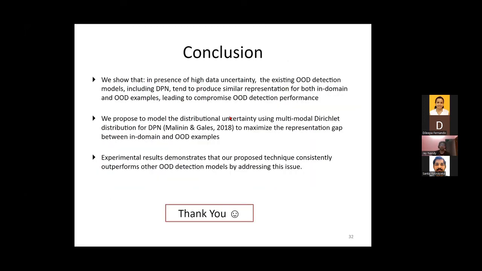So in conclusion, we identify the problem of the existing model, that existing models cannot distinguish the in-domain and OD example correctly. We address this problem by proposing a new framework where we introduce one regularizer, essentially one regularization, along with the standard neural network training, and it actually becomes a Bayesian framework, and we can distinguish the in-domain and OD example correctly. And experimentally, we show that our model consistently outperforms the existing OD detection models. So that's all. Thanks.